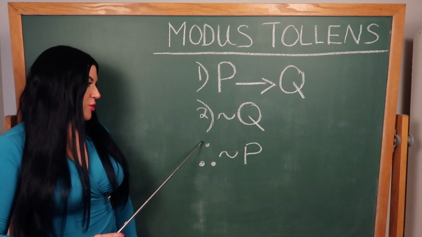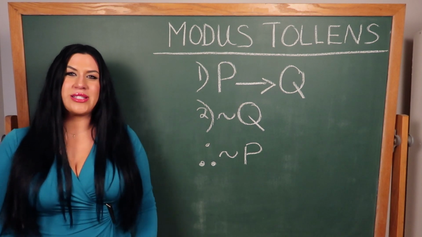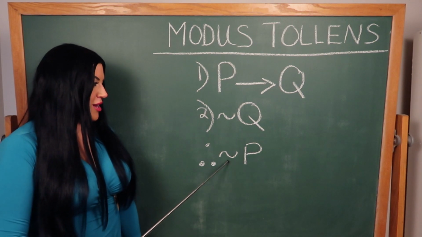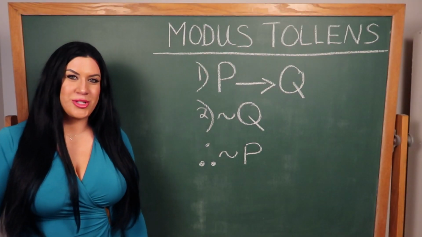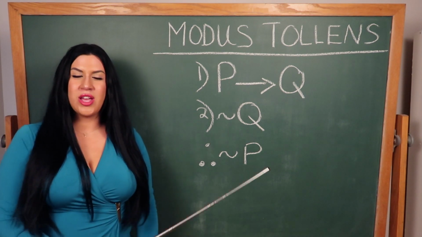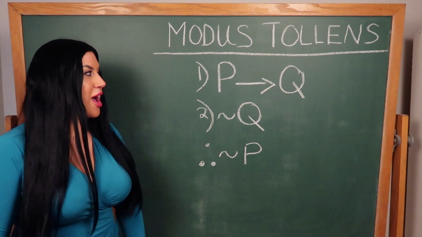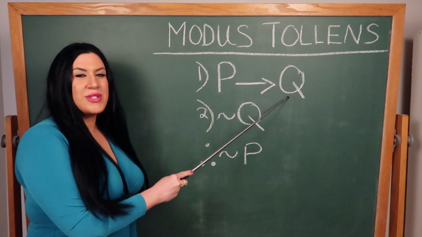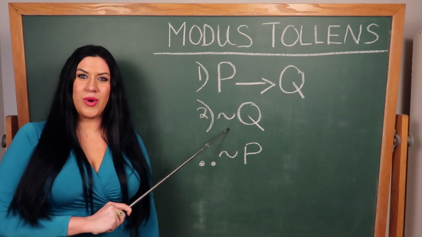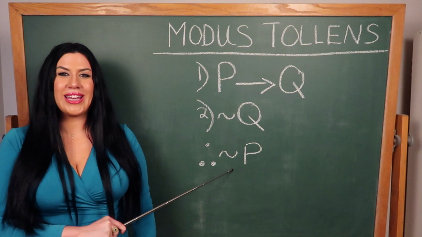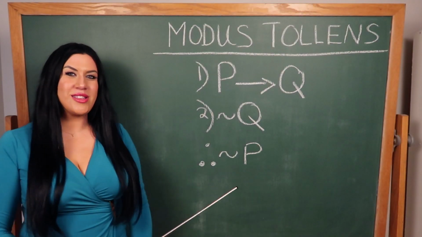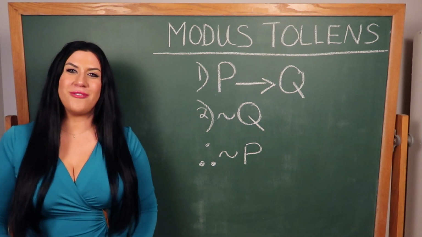The conclusion is denoted by these 3 dots, which is a common symbol for thus or therefore in logic. Therefore, not P. Another way to think of modus tollens is by saying that we are negating the consequent. So that's just a fancy way of saying that we are saying not Q. So Q is the consequent, P was the antecedent. We are negating the consequent. Therefore, we are negating the antecedent. If you can get your argument to fit neatly into this form, your argument will be valid.